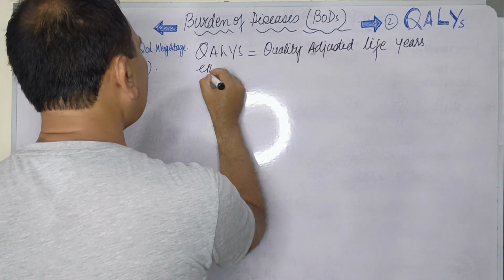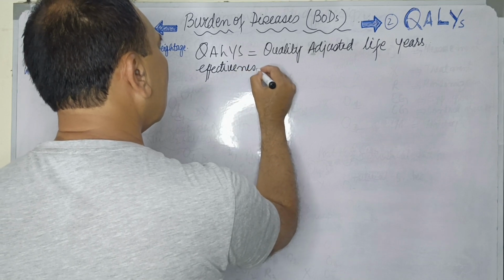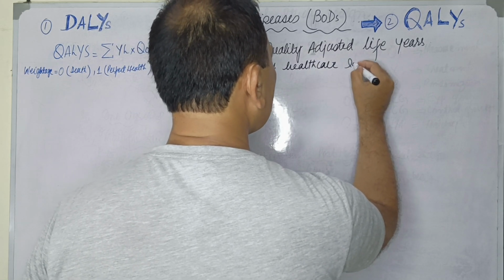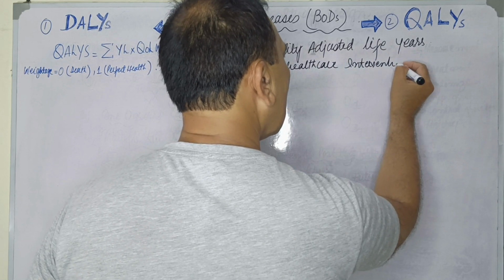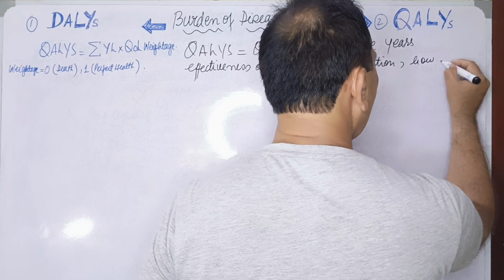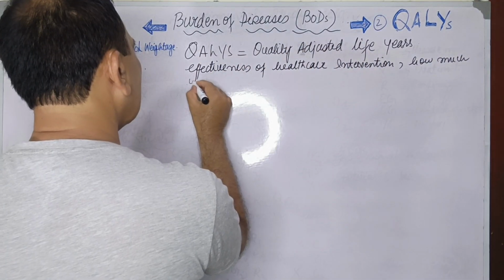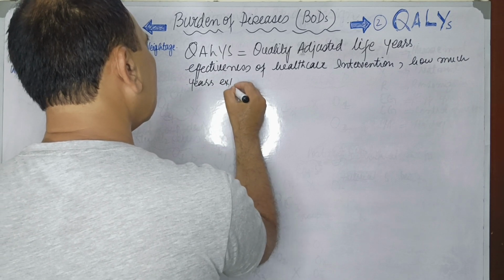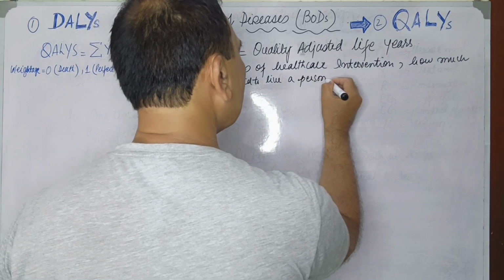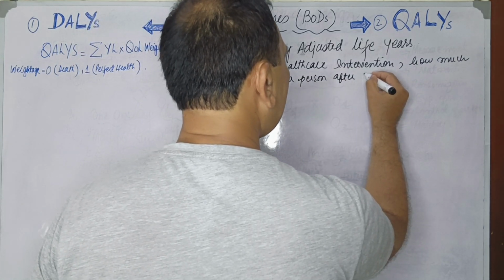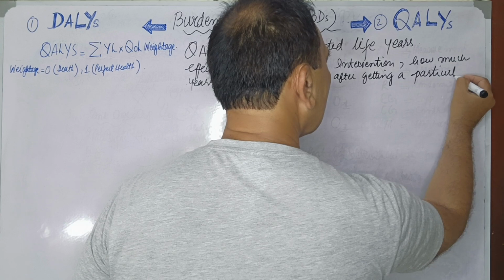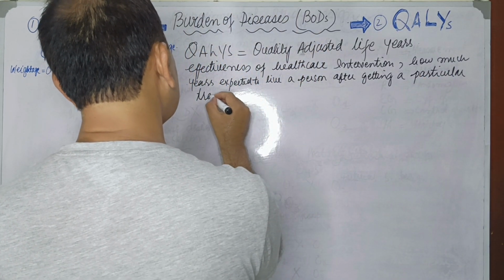It measures the effectiveness of a healthcare intervention, that is, how many years an individual is expected to live after getting a particular treatment.